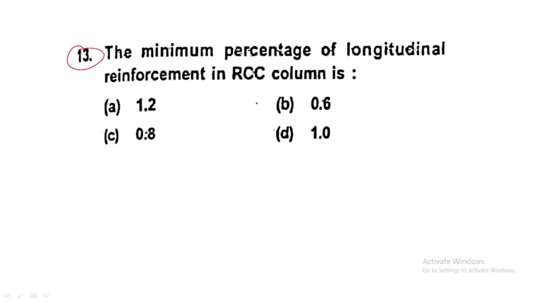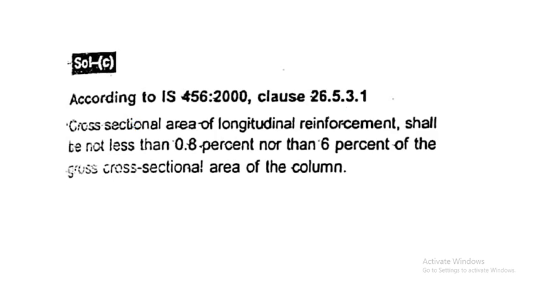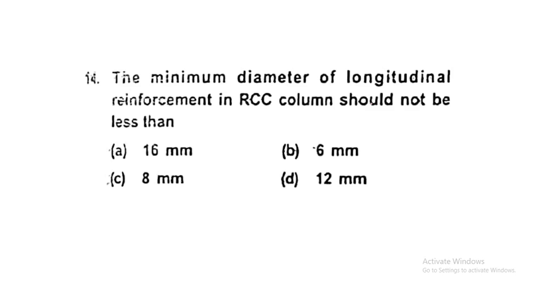Next question. The minimum percentage of longitudinal reinforcement in the RCC column. Is the minimum 0.6 or 0.8? There is confusion between these two. Remember, a few questions back I told you it is 0.8%. According to IS 456 clause 26.5.3.1, C is the answer.